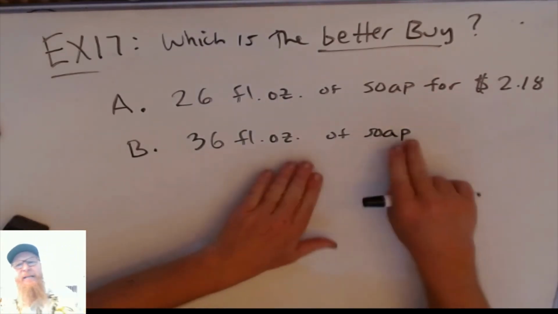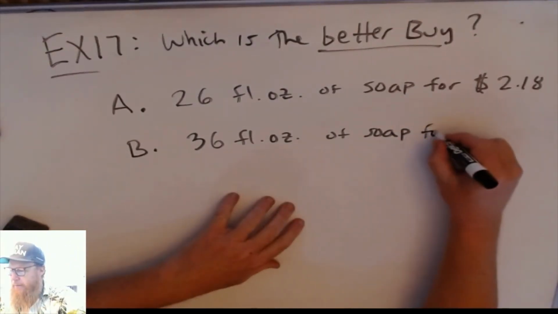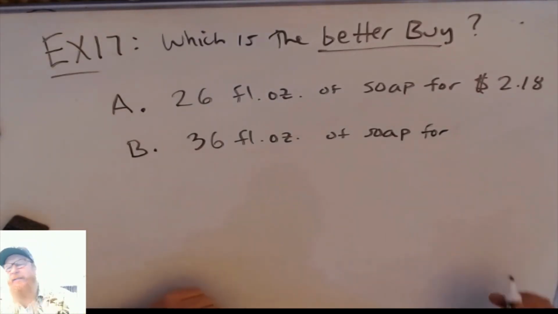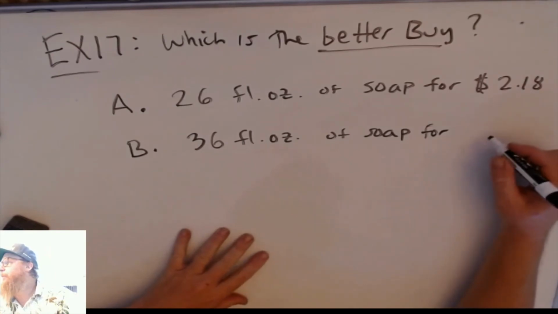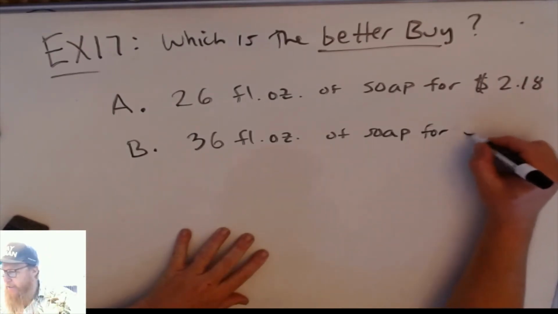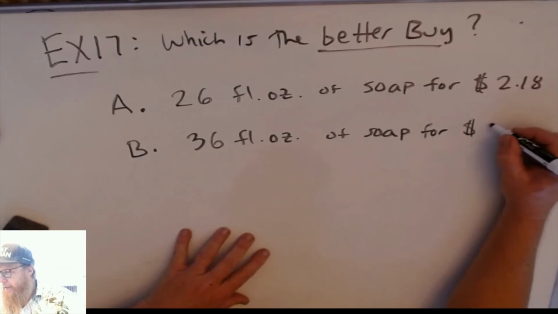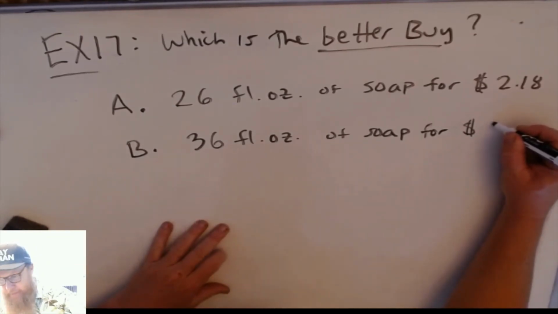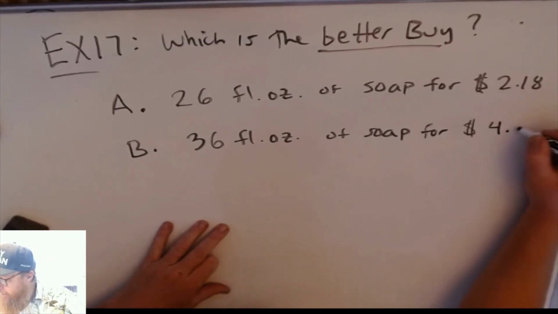Now I'm assuming it's the same soap. I mean, because otherwise you could argue, well, if it's not a better buy, you're getting a worse product. So assuming it's the same soap, 36 fluid ounces for $4.10.